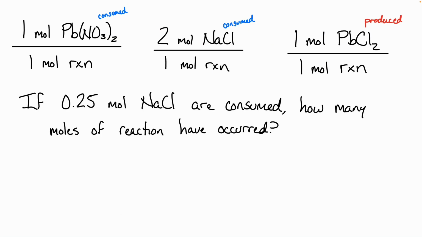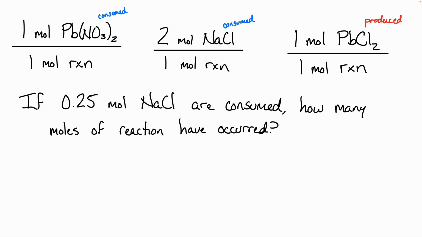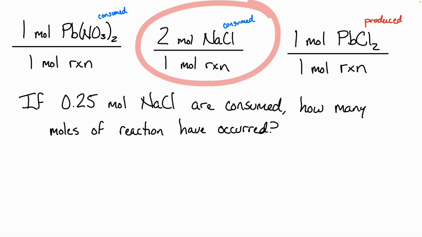All right, so I'm going to look at my balanced chemical equation. I can create all these different stoichiometric ratios here, but specifically I want the one that relates how much NaCl is consumed for how many moles of reaction have occurred. So I'm going to use this middle one here. I'm going to start with my initial value of that 0.25 moles of NaCl. And then I'm going to have to use my conversion factor, but I'm going to use it in such a way that those moles of NaCl cancel out.